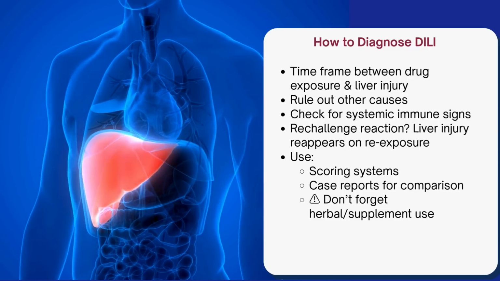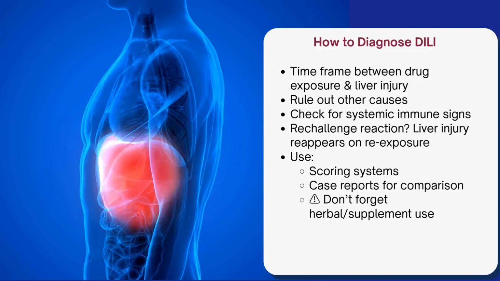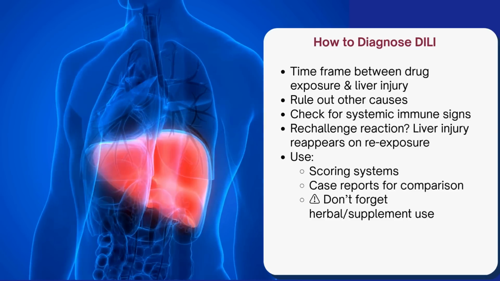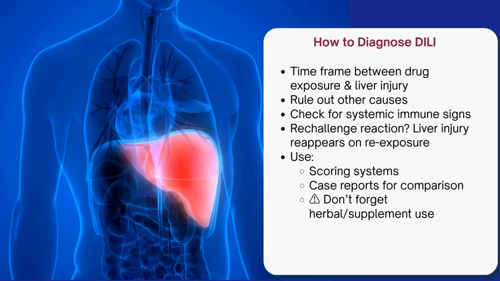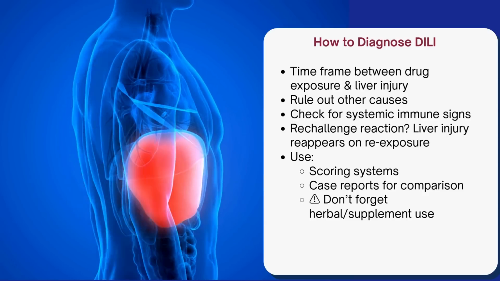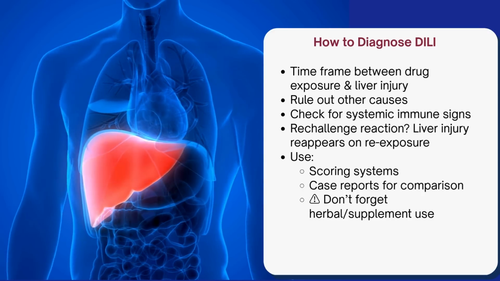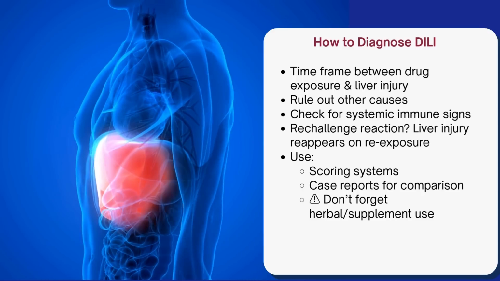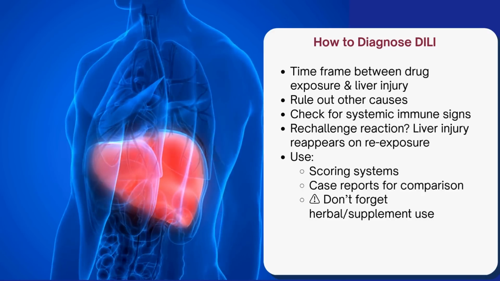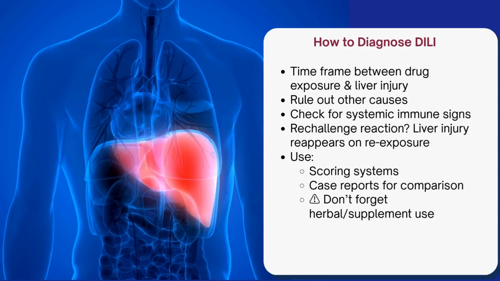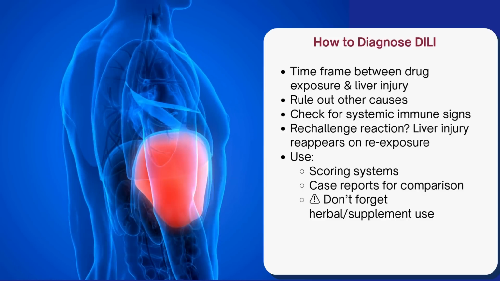Is there a reasonable time frame between starting the drug and liver injury? Are other causes ruled out? Any signs of general immune reaction, like rash, fever, joint pain? Does the liver injury reappear on re-exposure? There are scoring systems to help, and published case reports can provide clues.